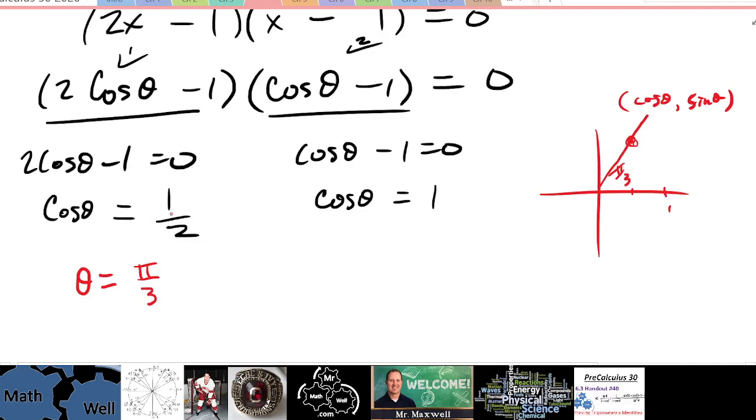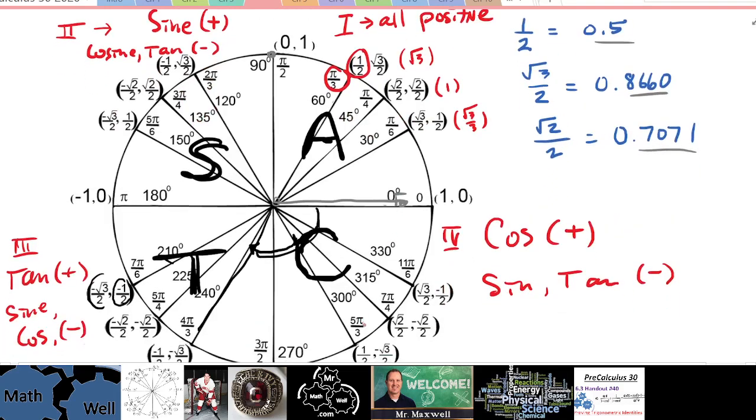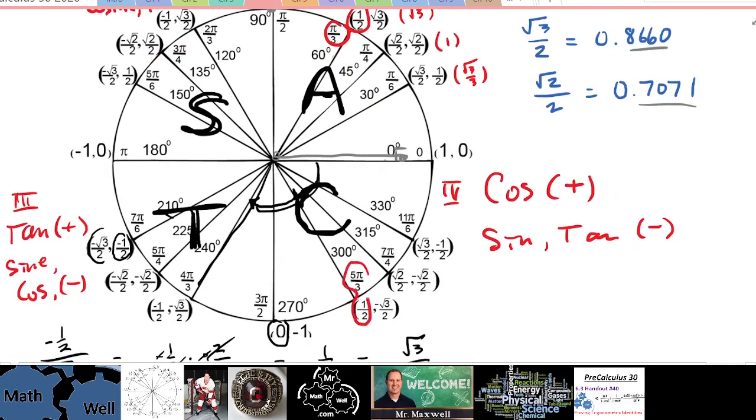Okay, so pi over 3. Anywhere else where it's positive 1/2? Well, it should actually be down here somewhere. Positive 1/2 should be down here, right? So that's going to be at negative pi over 3, or 1 pi over 3. We've got 2 pi over 3, 3 pi over 3, 4 pi over 3, and is that 5 pi over 3? Well, let's check our unit circle. 5 pi over 3, yep. Look at this, positive 1/2.